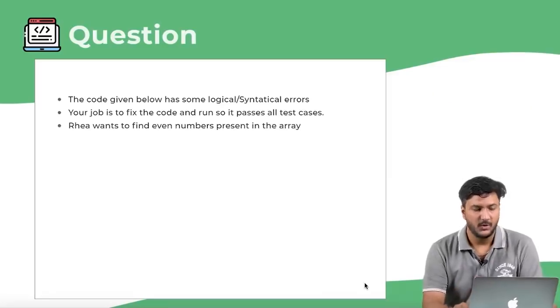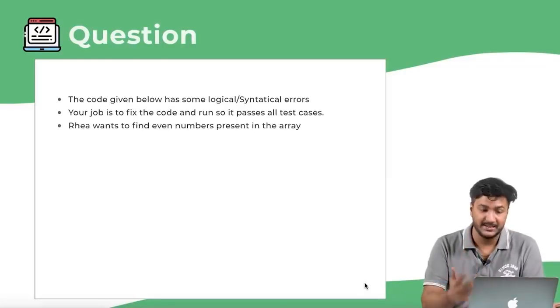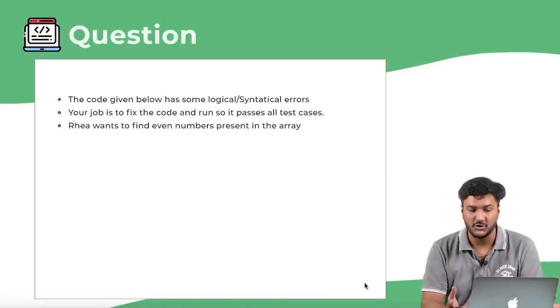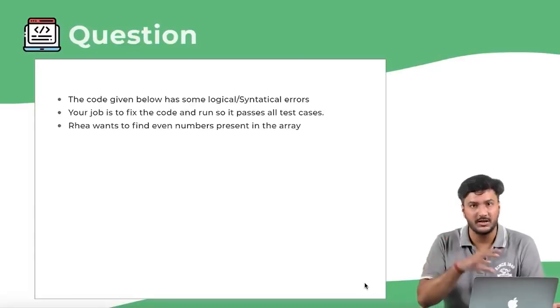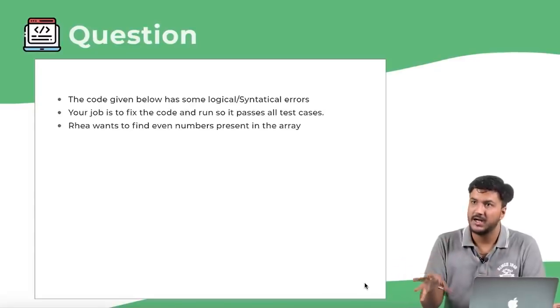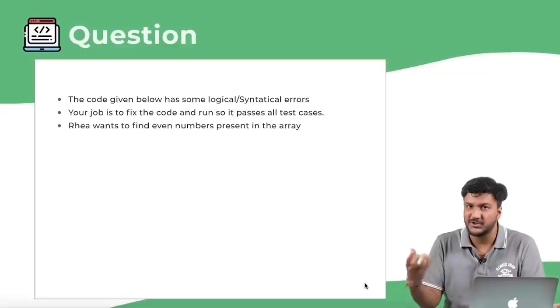Okay, so what they are saying is the code given below has some logical or syntactical error. Your job is to fix the code so that it passes all the test cases, right? So maybe there's some issue in the code. You are supposed to fix that. The code is compiling perfectly, but the desired output is not coming, right? So we'll learn about why it is not coming.